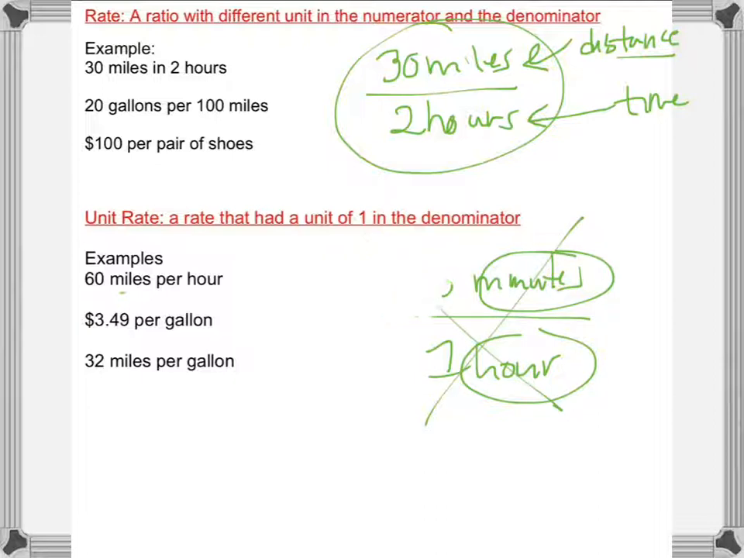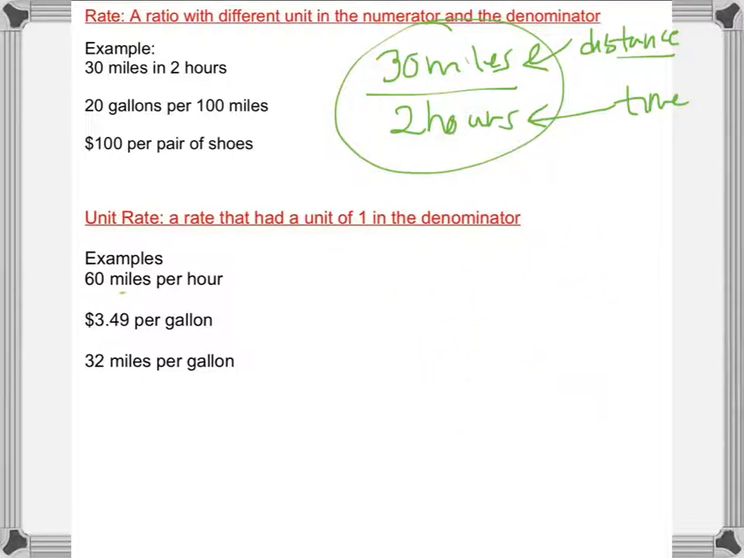Okay, so 20 gallons per 100 miles is also a rate because gallons is a measurement of volume, where miles is a measurement of distance. Dollars, $100 per pair of shoes. So dollars is one measurement and shoes is another. Those are two different types of units.